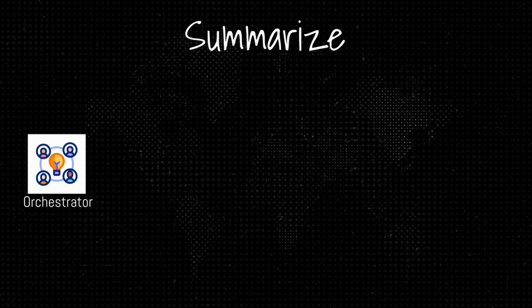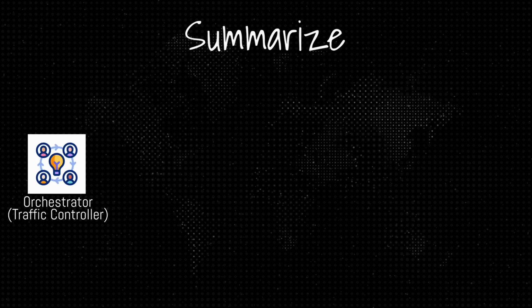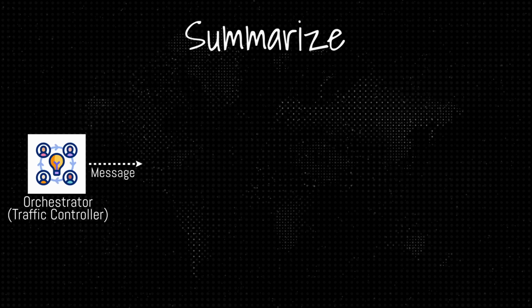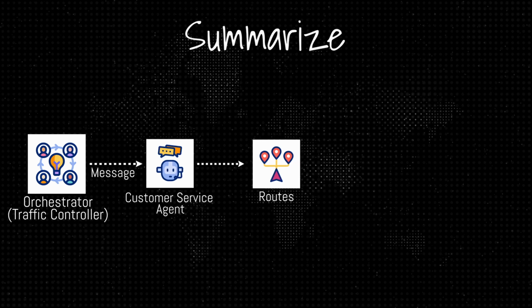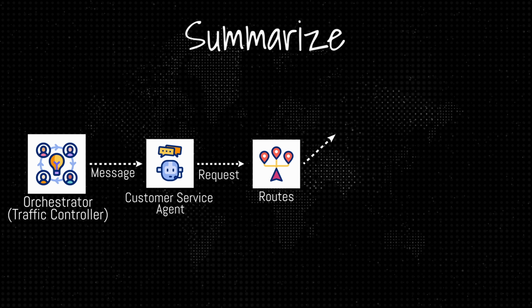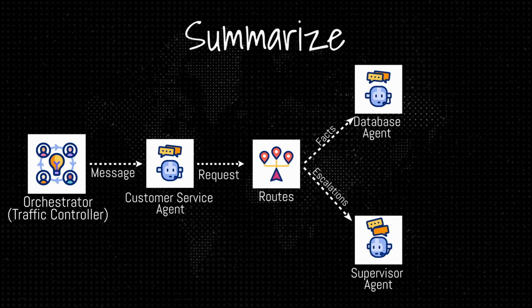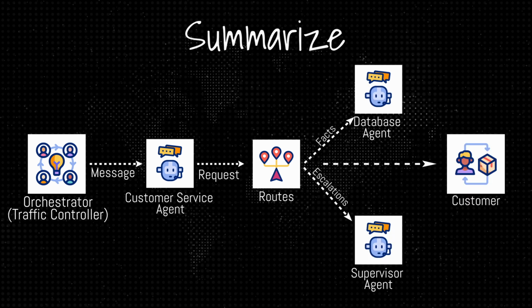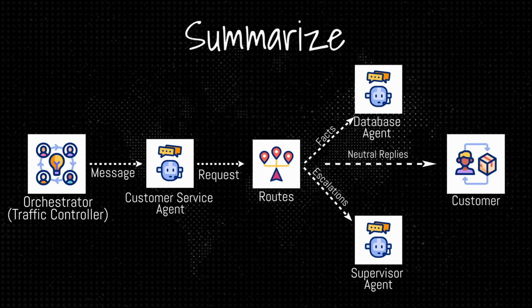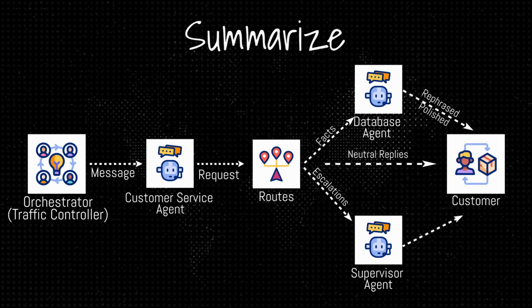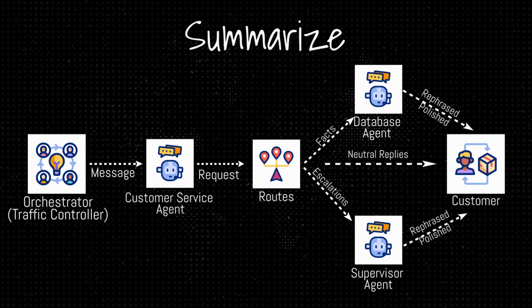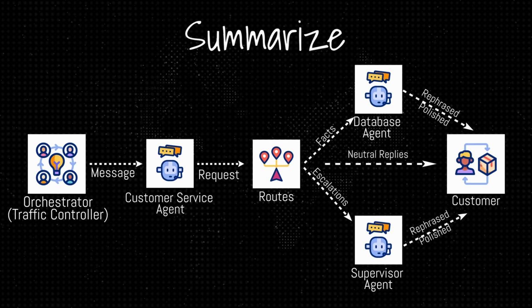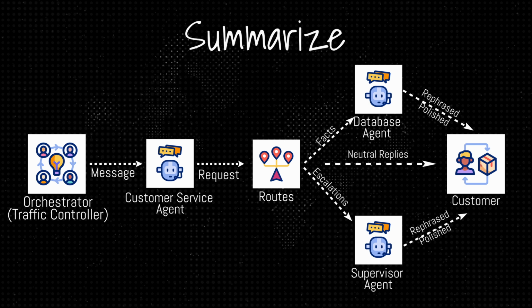To summarize, the orchestrator is the traffic controller of our multi-agent system. Every message goes first to the customer service agent, which decides what to do. The orchestrator then routes the request to the database agent for facts, to the supervisor agent for escalations, or directly back to the customer for neutral replies. And finally, responses are always rephrased or polished before reaching the customer. This layered design makes the system both flexible and scalable, mimicking how real customer service teams operate.